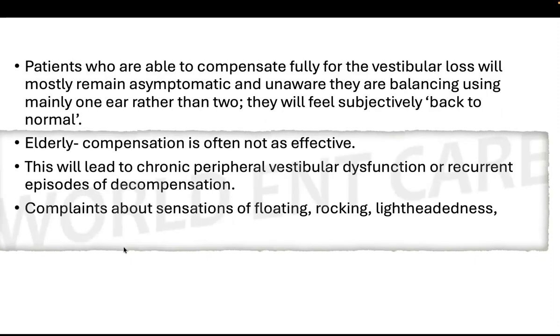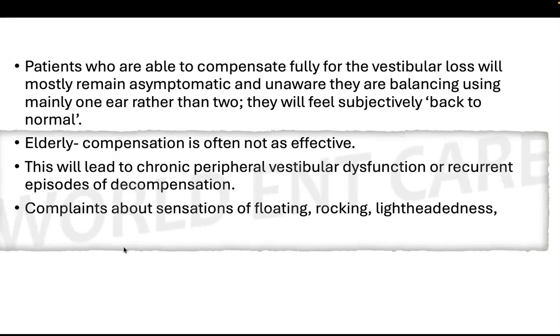So patients who are able to compensate fully for the vestibular loss will mostly remain asymptomatic and unaware they are balancing using mainly one ear rather than two. They feel subjectively back to normal. And in some patients, especially the elderly patients, those with additional CNS disorders, the compensation will not be as effective, or it will be lesser.